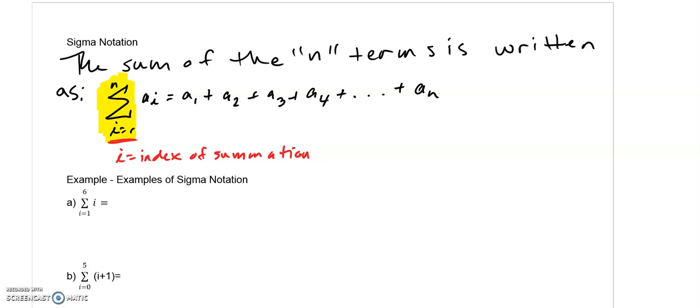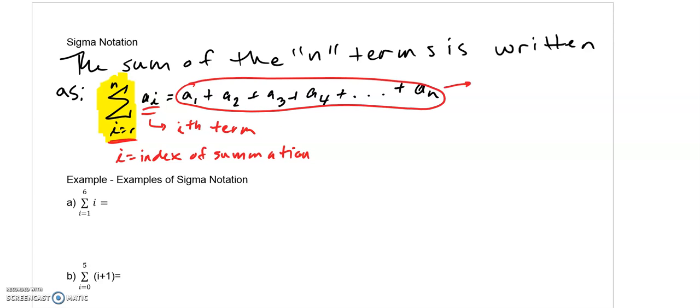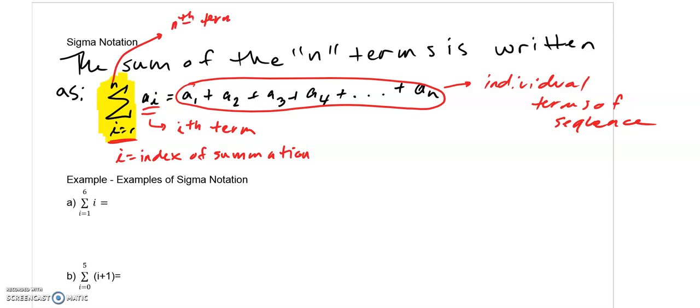And then the a sub i, this part right here, is the ith or nth term. We're used to nth term, but since i is your index, these are your individual terms. So these right here are your individual terms. And then the n is like the nth term, so if you're adding them all the way out to 100 or 1,000, whatever that might be.